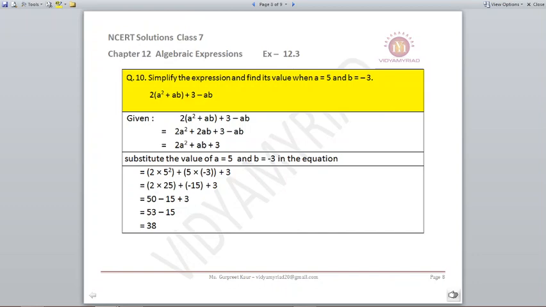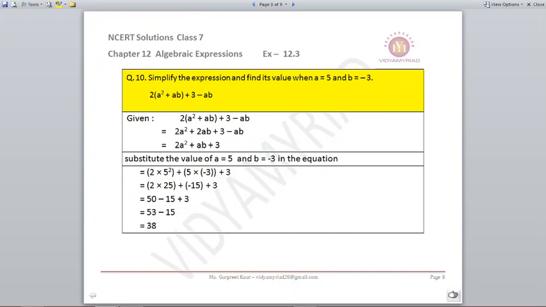Now in this expression I have 2ab and ab as my like terms, so I can add here. 2ab minus ab, I will get ab. My new expression formed is 2a square plus ab plus 3. Now what I have to do? I will put a as 5 and b as minus 3 in my expression. So my equation is 2 into 5 square plus 5 into minus 3 plus 3. Try to put your terms in brackets so that mistakes are less.